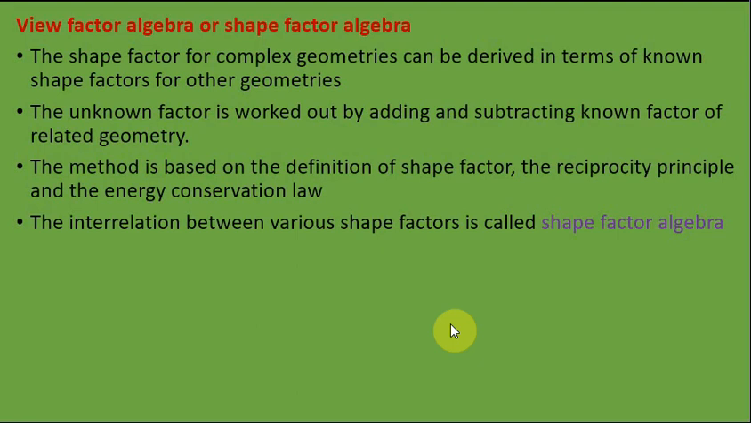That means, suppose we want to find the shape factor between some complex geometries. From known geometries, something like parallel plates of equal surface area, or cylinders, or coaxial disks, etc., we can derive the complex geometry view factor. So that deriving methodology is called view factor algebra. For that, we have a set of governing laws. We will see what the governing laws behind it are.